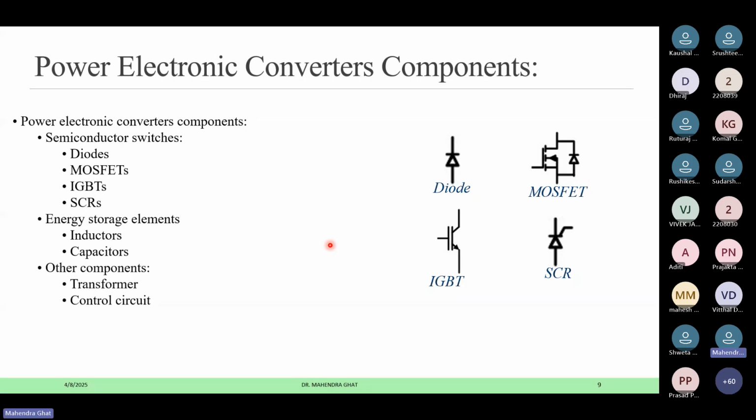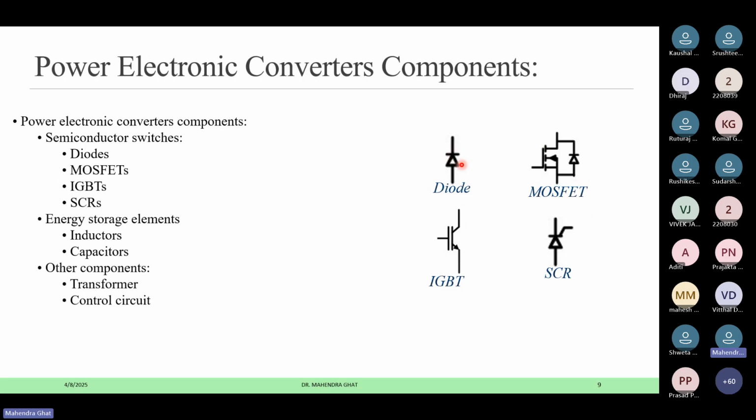Okay, but when we come to any converter, these are the major components which we are using in power electronics. Major components-wise, we are using semiconductor switches, and among semiconductor switches there are many, but we majorly use diodes, MOSFETs, IGBTs, and SCR or thyristor. So these are the main four semiconductor switches which are used.